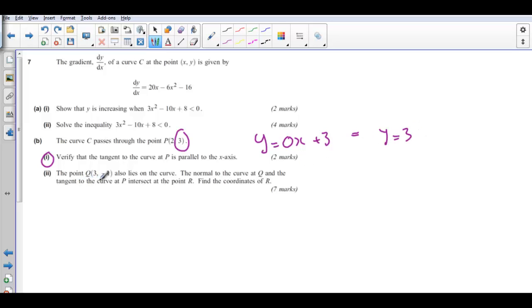Okay, the point Q also lies on the curve. The normal to the curve at Q and the tangent to the curve at P intersect at the point R. Find the coordinates of R. Before we find the normal, let's get the gradient of the tangent, because from there we can work out the gradient of the normal.